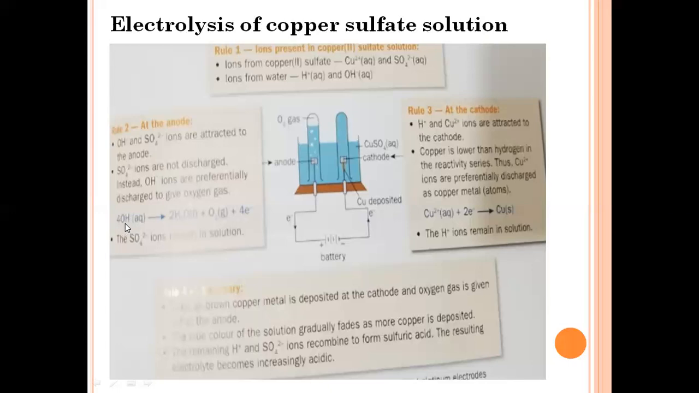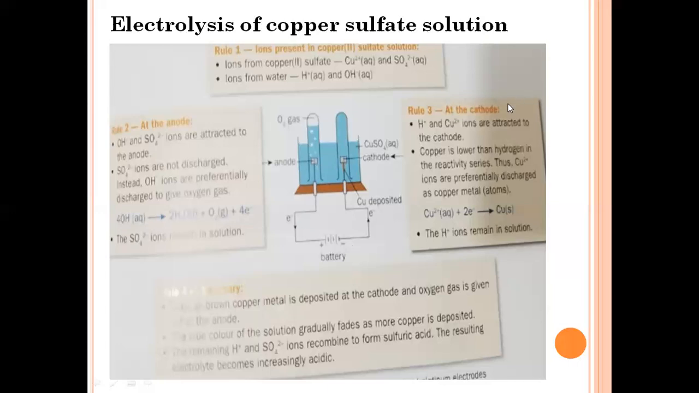When OH negative ions go to the anode, they form water molecules and oxygen gas and also lose electrons. So oxygen gas evolves out from this solution, and electrons move from the positive terminal to the negative terminal of the battery and go to the cathode. Then what remains in our solution? SO4 2 negative remains in our solution.